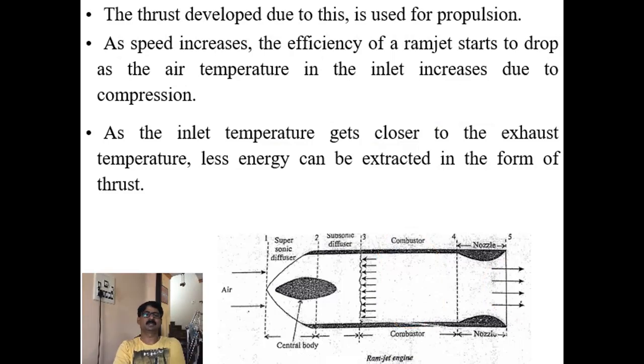As speed increases, the efficiency of the ramjet starts to drop as the air temperature at the inlet increases due to compression. So this is one of the drawbacks of the ramjet engine. As the inlet temperature gets closer to the exhaust temperature, less energy can be extracted in the form of thrust. So automatically the thrust gets reduced.